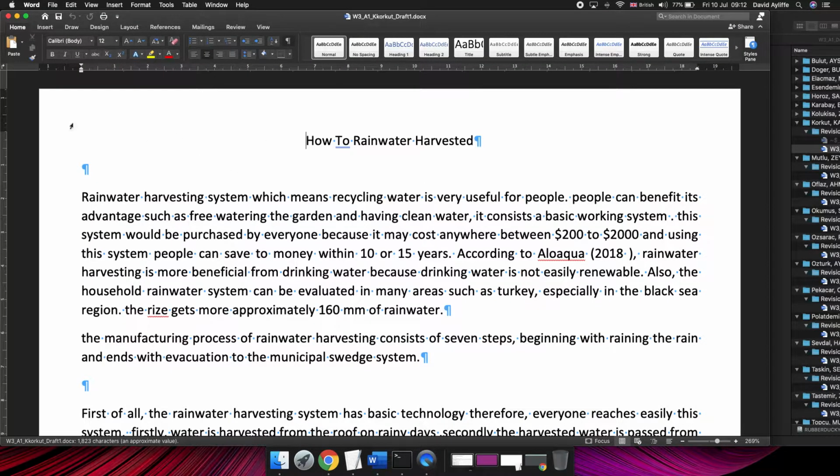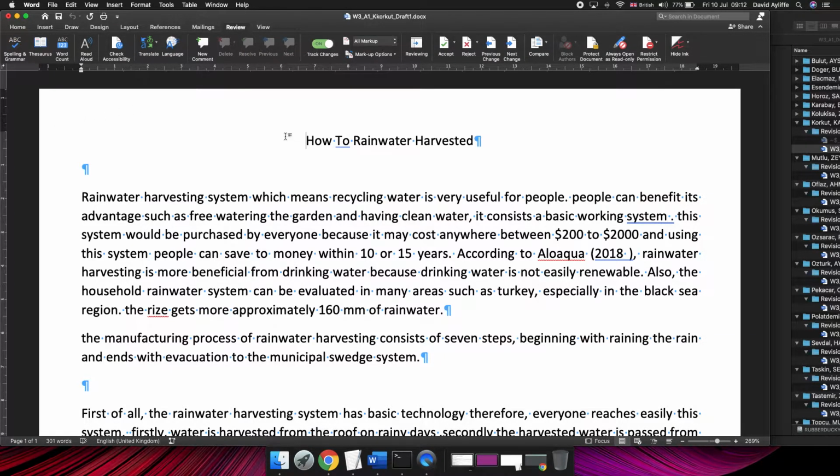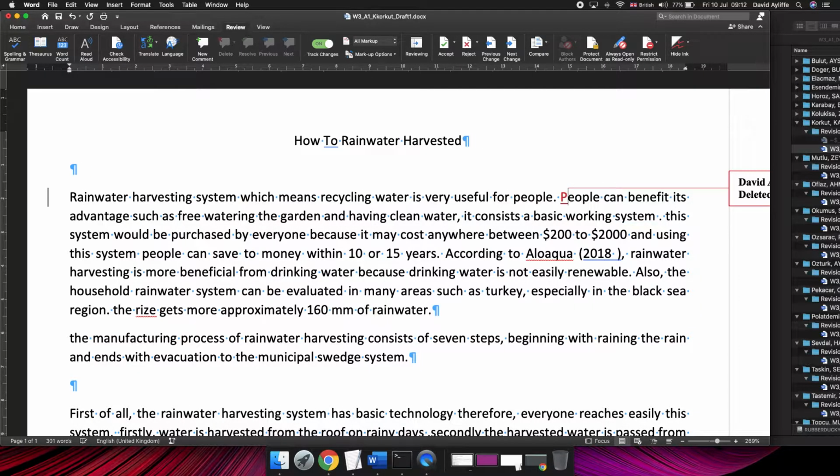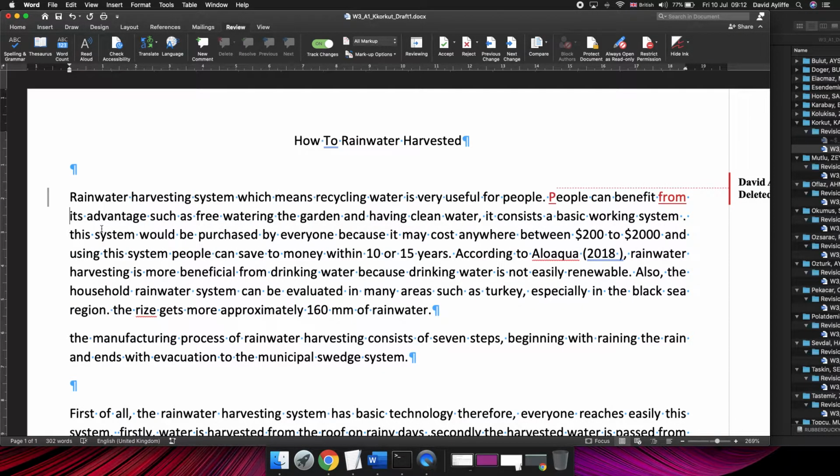Okay, I don't know whose this is because they haven't put their name here or their student number. Rainwater harvesting system, which means recycling water, is very useful for people. People can benefit. So this is a new sentence, but this is not capitalized, okay? So I don't know why. People can benefit from its advantages, such as free watering the garden, having clean water.